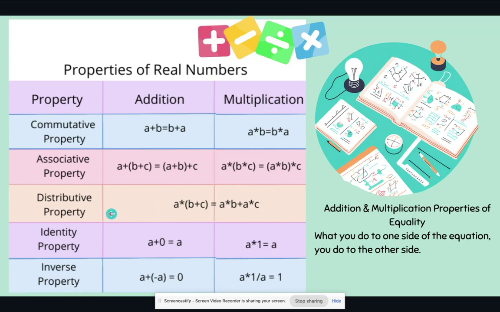The next one is the distributive property. We've got the distributive property, and it's between both addition and multiplication because it involves both addition and multiplication. It's the distributive property of addition and multiplication. Actually, it's just called the distributive property.